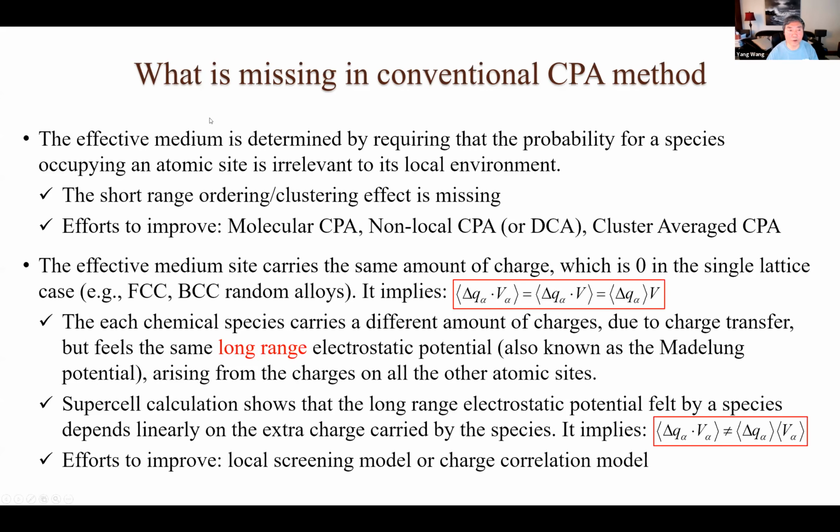Okay. So basically, there are two problems with the conventional KKR-CPA approach. One is that the short-range correlation effect is not included. Another is the charge problem.